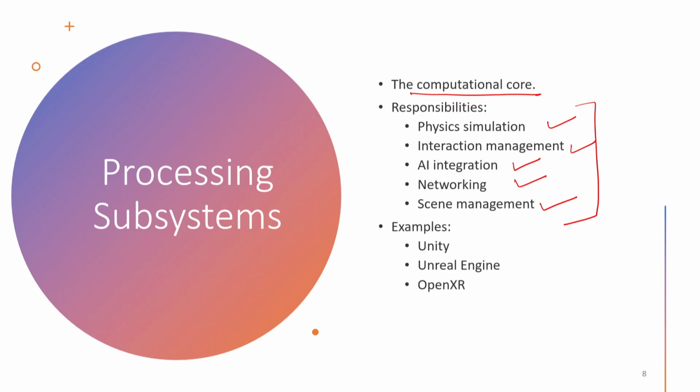Typical examples of processing subsystems include the Unity engine, the Unreal engine and OpenXR pipeline. So, these sorts of engines usually are able to simulate the physics, manage the interactions you are having with the XR system, integrate AI as needed, connect to the internet and also manage the scenes.